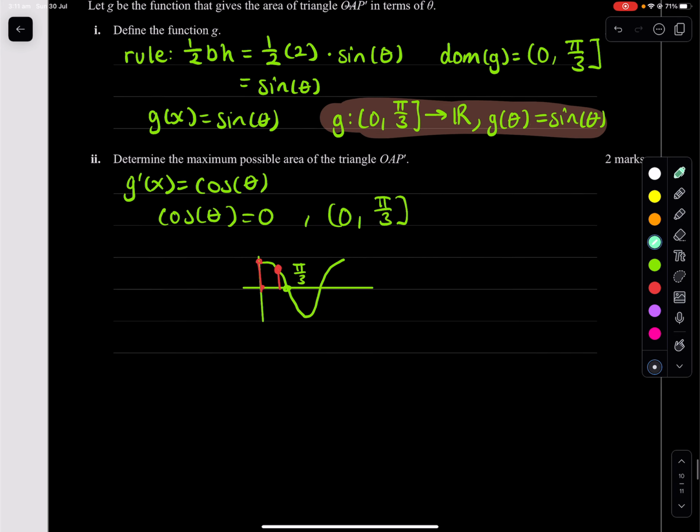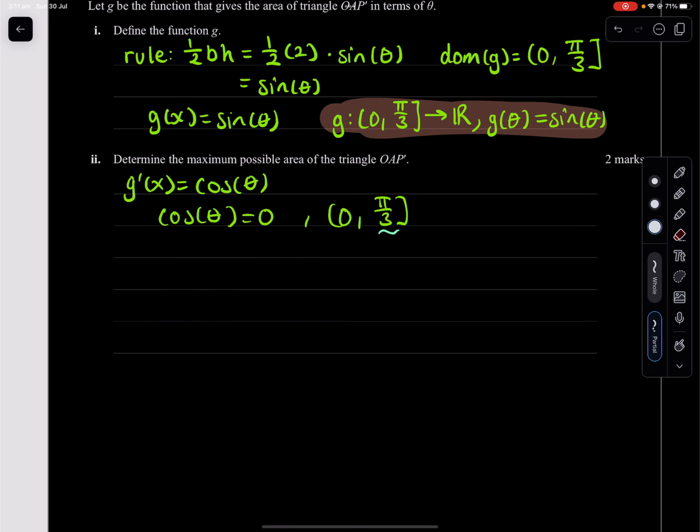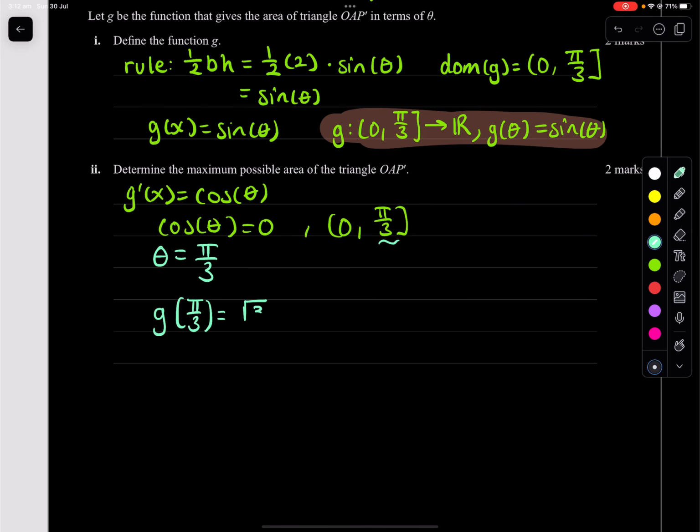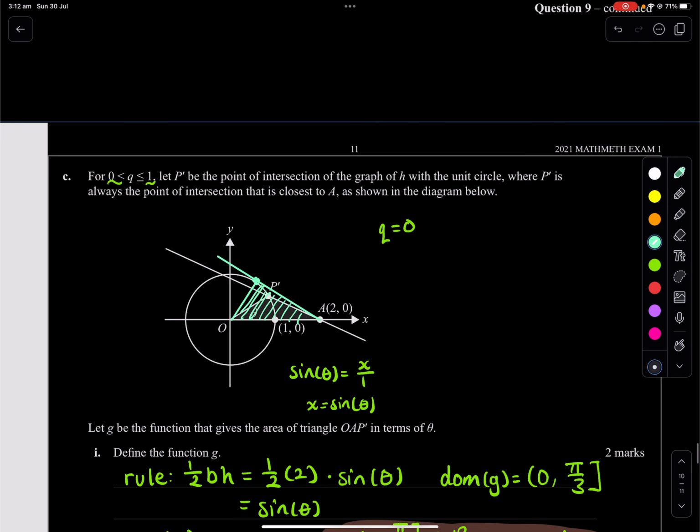So knowing that, we can actually let it equal because it's included too. Is that right? So theta is equal to pi on 3. So determine the maximum possible area. The area is g of pi on 3. So sine pi on 3, which is root 3 over 2. Is that right? Root 3 over 2.